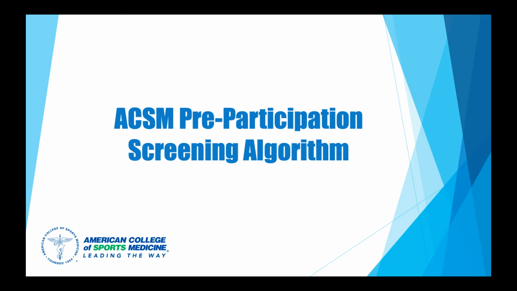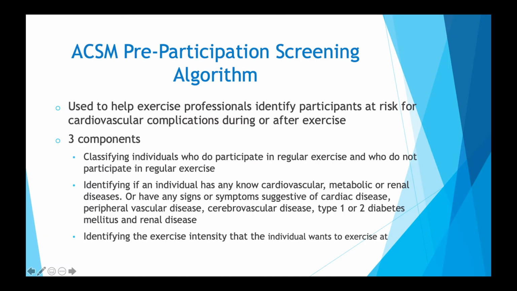Today I'll be discussing the American College of Sports Medicine pre-participation screening algorithm and how to use it. The ACSM pre-participation screening algorithm is used to help exercise professionals identify participants at risk of cardiovascular complications during or after exercise. Before an individual can begin a physical activity or exercise program, they need medical clearance. An individual can determine if they need medical clearance by using the ACSM pre-participation screening algorithm. If the algorithm says medical clearance is necessary, the individual must get medical clearance before beginning an exercise program.